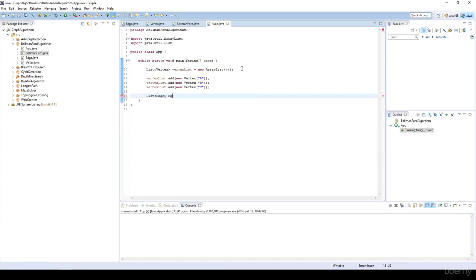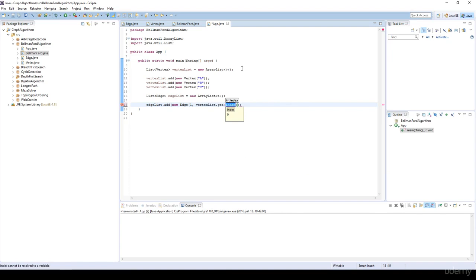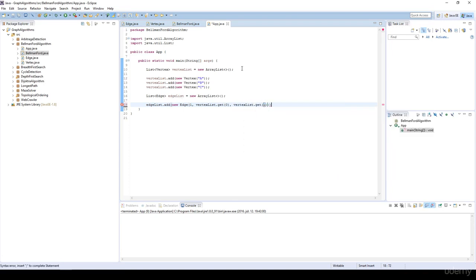For example, the edge list is equal to a new ArrayList, and I'm going to have several edges. For example, I add a new edge and we have to specify the edge weight. Then the starting vertex, it's going to be vertex A, so the vertex list get 0 index, and again the vertex list get index 1. The index 1 is going to be the vertex C.